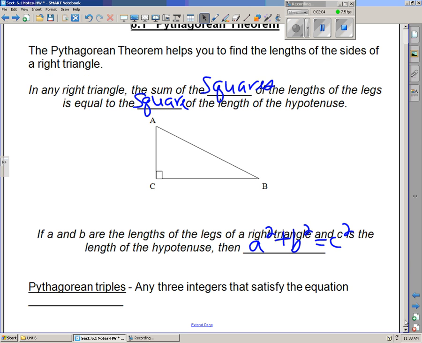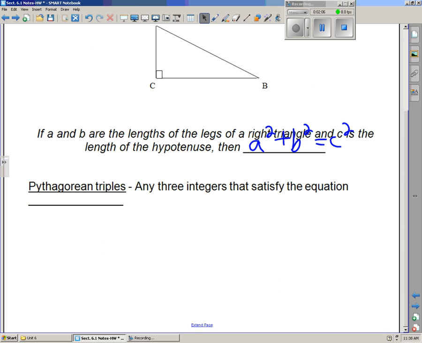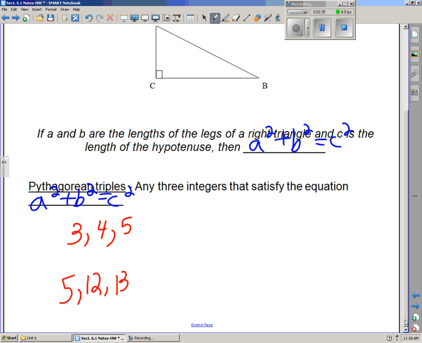Well, Pythagorean triples are any 3 integers that fit into the equation a squared plus b squared equals c squared. And there are two sets of Pythagorean triples that are very popular and are probably worth memorizing. The first one is a 3, 4, 5 right triangle, and the second one is a 5, 12, 13 right triangle. These are worth memorizing. Building off of these, you can find a whole bunch of other right triangles as well.